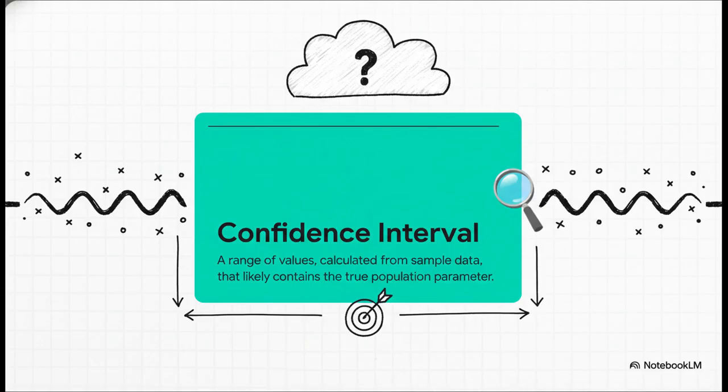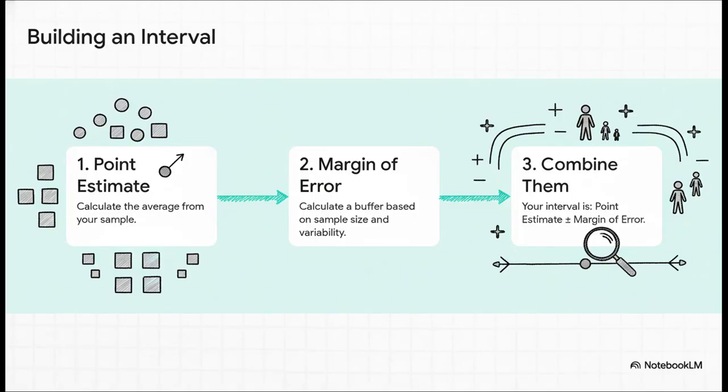So instead of just saying we think the average is 5.5%, we can say something much more useful, like we are 95% confident that the true average is somewhere between 4% and 7%. It's a really honest way to show our estimate while also admitting there's some uncertainty from that sampling error we talked about. So how do we build one of these?